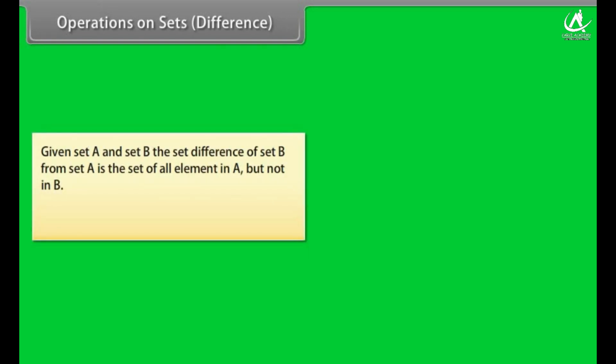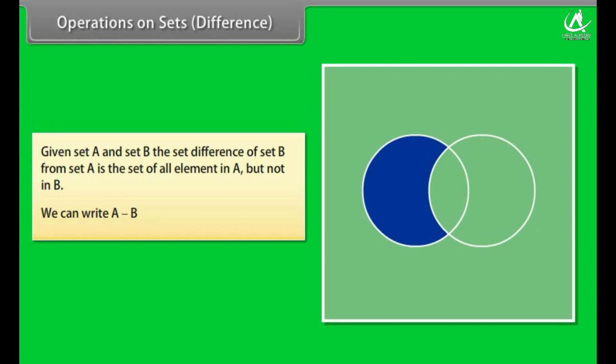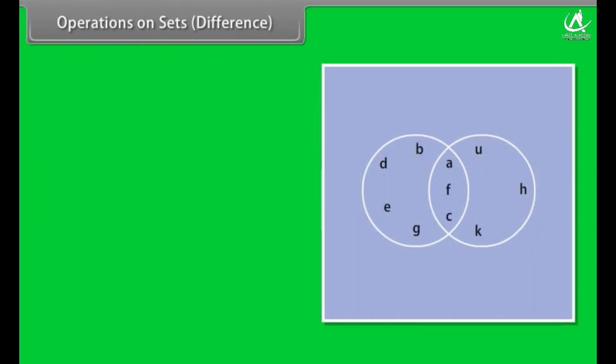Operations on sets. Difference. Given set A and set B, the set difference of set B from set A is the set of all elements in A but not in B. We can write A minus B. Look at this Venn diagram. This shows us the difference of the two sets S1 and S2. Take a close look at this figure.